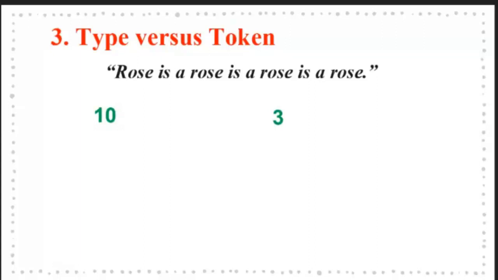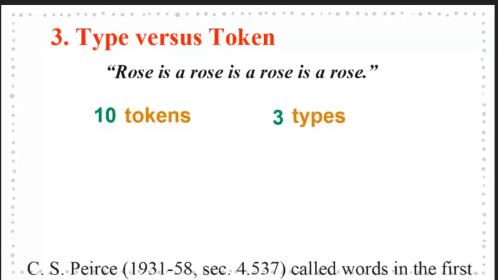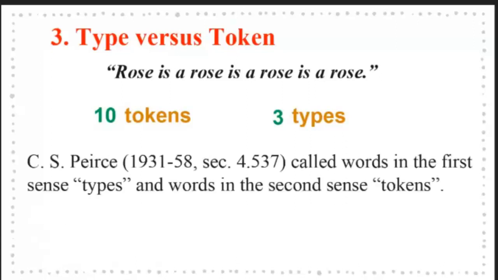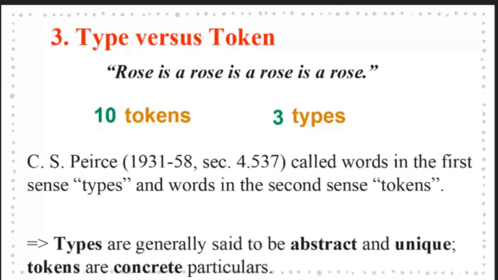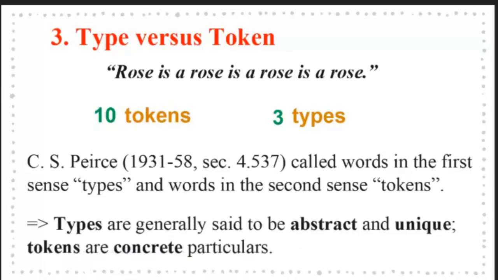The first one, ten, is ten tokens. Three is three types. In the first sense, we count all the words, that is the tokens, and the types: we have three types here, rose, is, and a. The words in the second sense are tokens. The types are abstract and unique, but the tokens are concrete and particular.